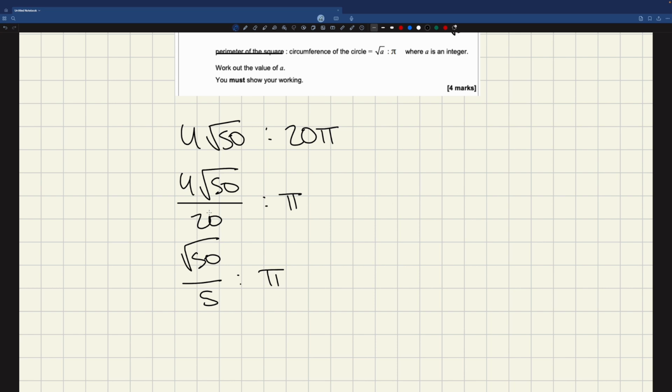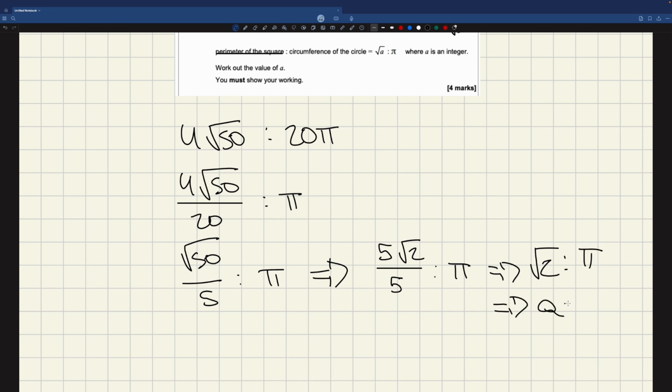Okay, now we have to work with surds slightly. So from this we can infer that 5 square root 2, and I'll explain how I got this in a later video that's coming out on surds pretty soon, so stay tuned. 5 square root 2 divided by 5 is proportionate to pi. Therefore, square root 2 is proportionate to pi. Therefore, a is equal to 2.